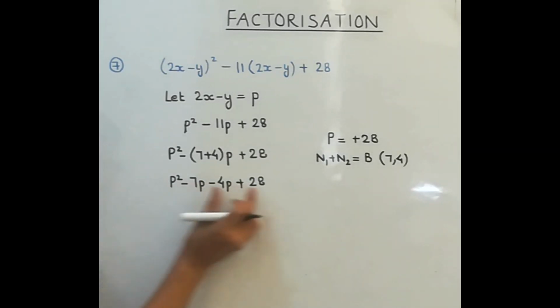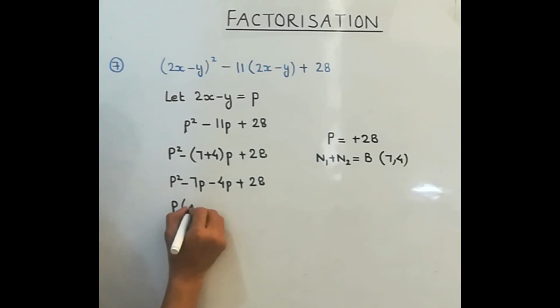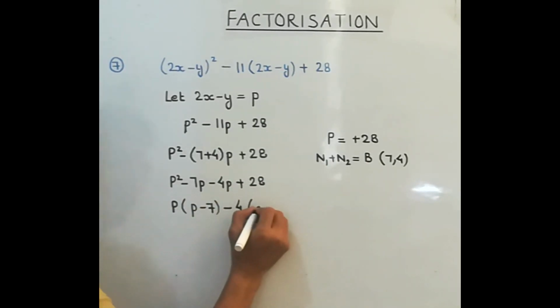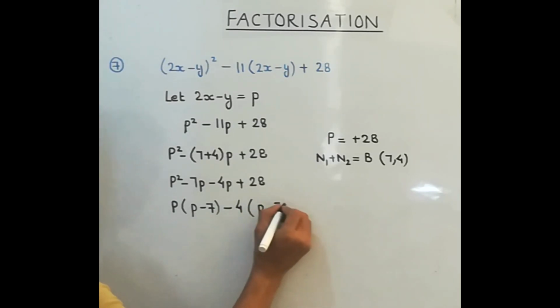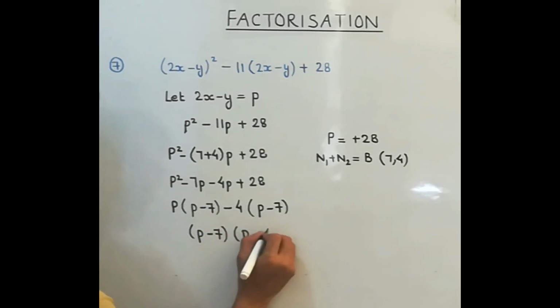Now the grouping of this and this. So from here you can take p common, so p minus 7. Here you can take minus 4 common. So p sign will change, minus 7. So finally our factorization is p minus 7 into p minus 4.